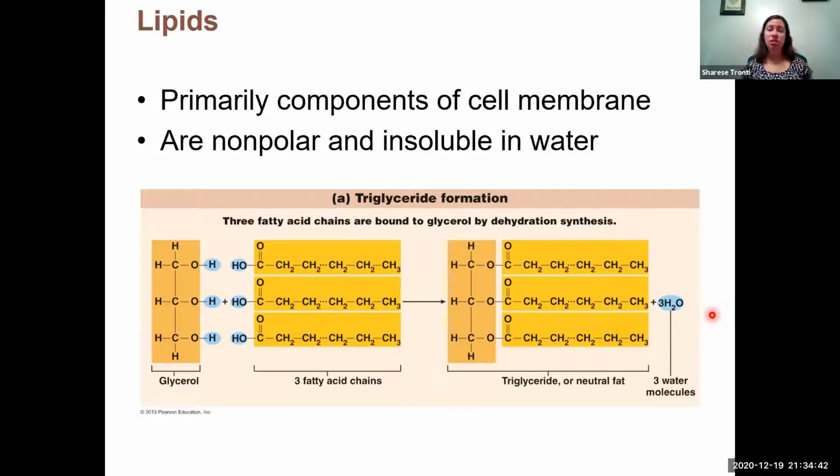Here is a triglyceride. That's going to consist of a glycerol and 3 fatty acid chains, hence the name triglyceride.